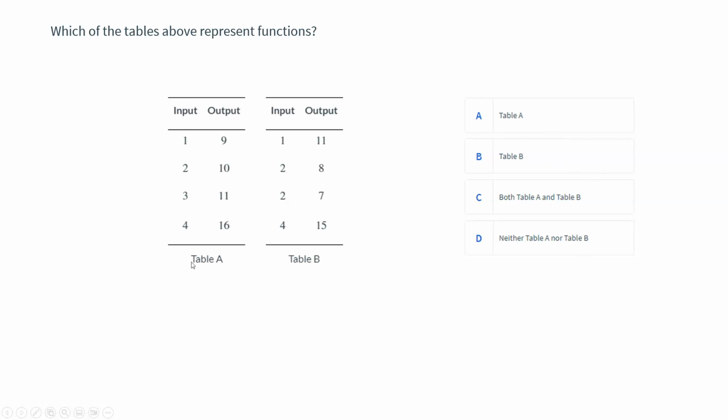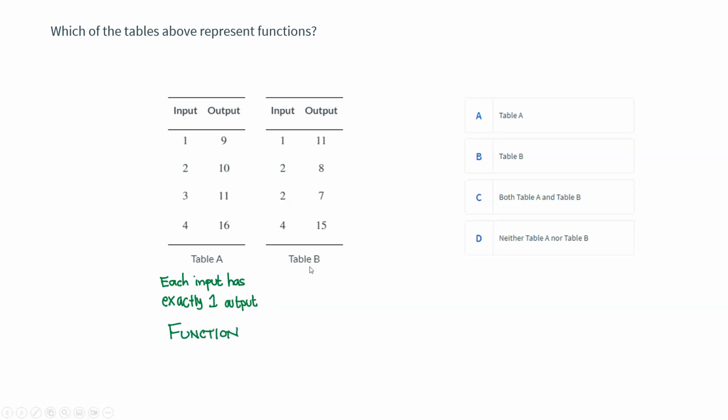As you look at table A, you have each input mentioned only once. Usually in a table, that would be enough to let you know that it is a function, because if it's mentioned only once, it's only going to be associated with one output. And as you see here, 1's associated with 9, 2 with 10, 3 with 11, 4 with 16. So each input is associated with exactly one output, and that makes it a function.